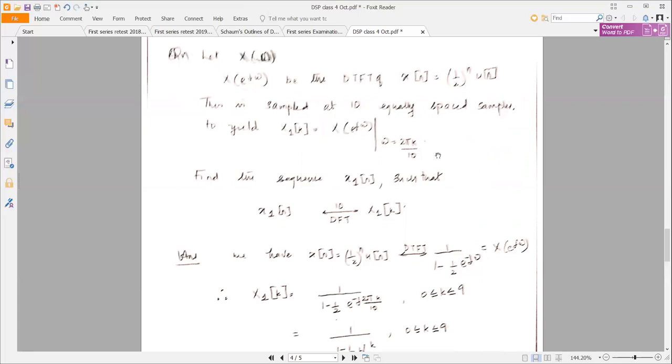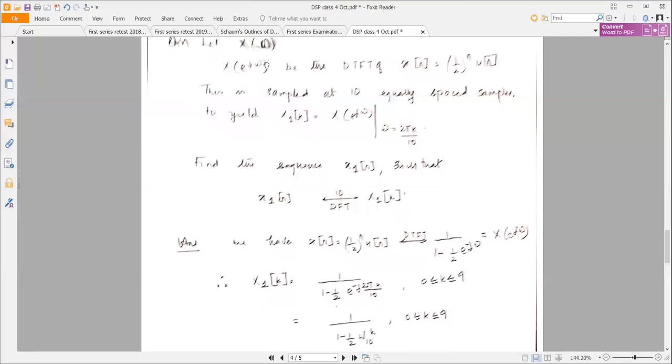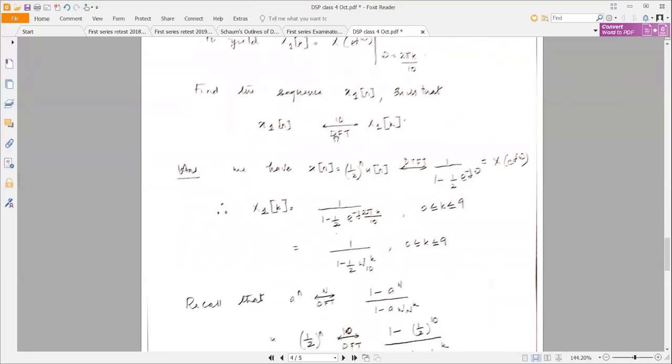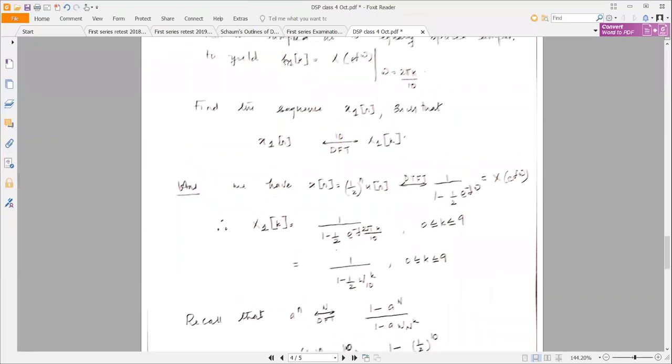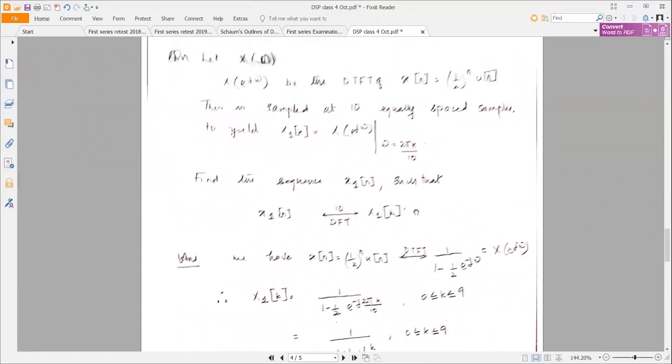Since you have 10 equally spaced samples, the samples of X of e power j omega at these 10 equally spaced points are called X1 of k. So X1 of k is equal to X of e power j omega, where omega is equal to 2 pi k by 10. Now find the sequence x1 of n such that x1 of n is the IDFT of this sequence X1 of k.